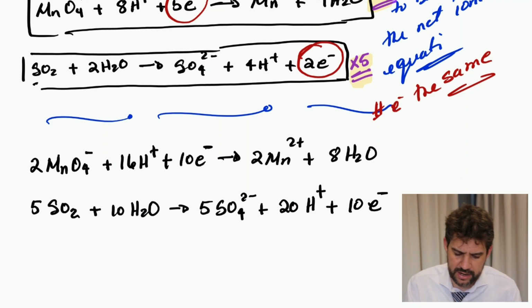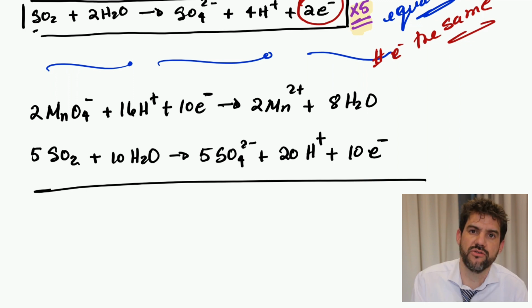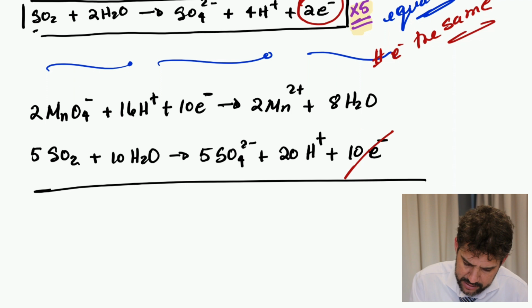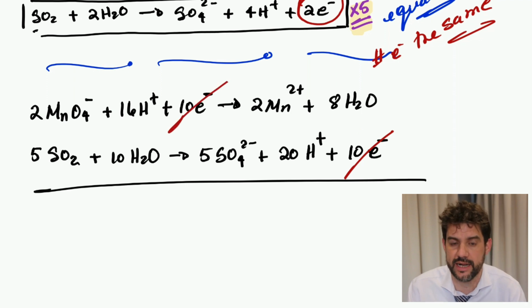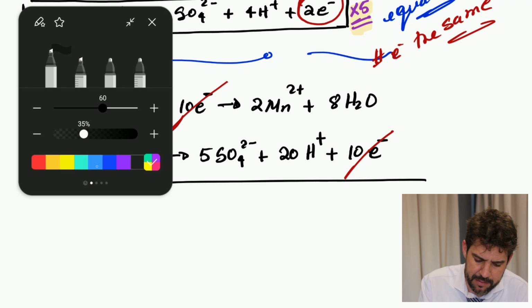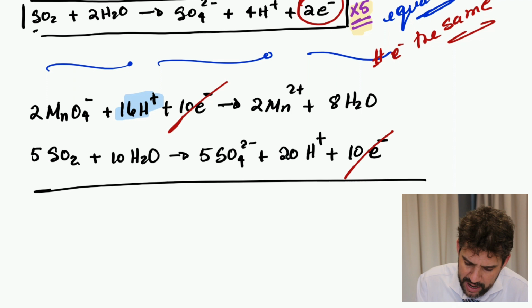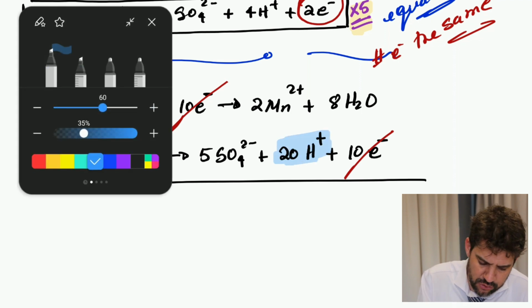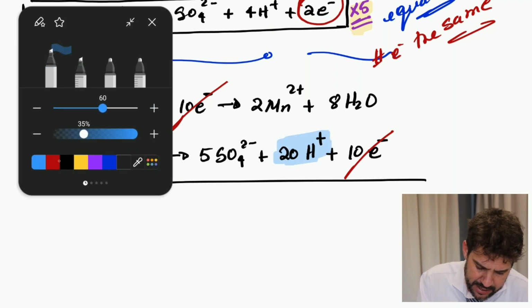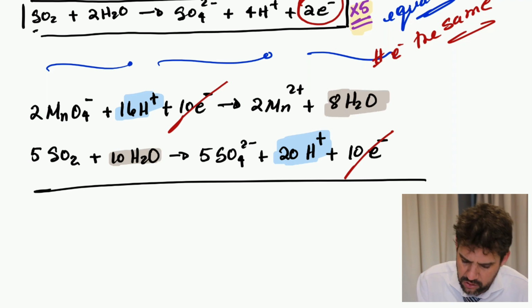Now the number of electrons are the same. Those electrons are going to cancel each other. These 10 electrons will cancel with those 10 electrons. But be careful, because we also now have other common factors on each side of the reaction. Let's mark them so you are clear. We have 16 H plus here and 20 H plus there. As well, we have the water: 10 on the left-hand side, 8 on the right-hand side.